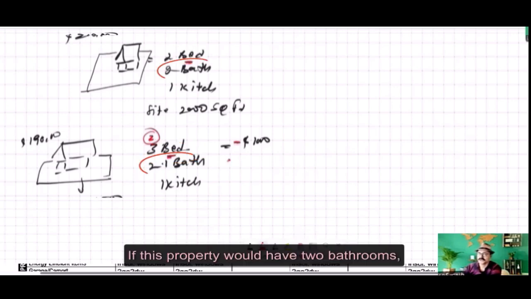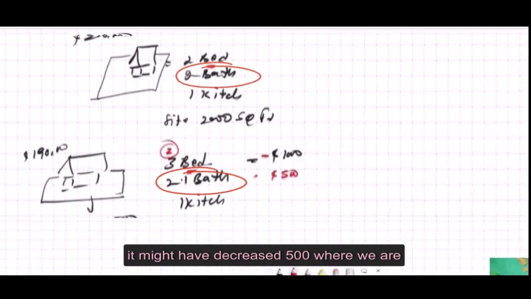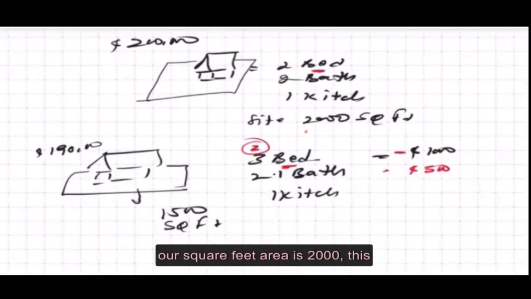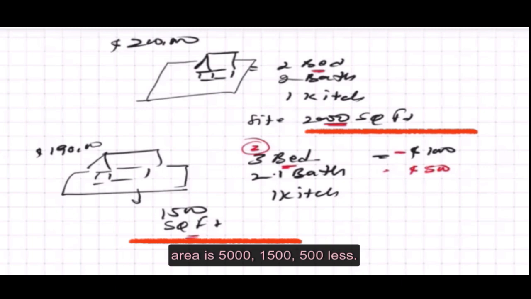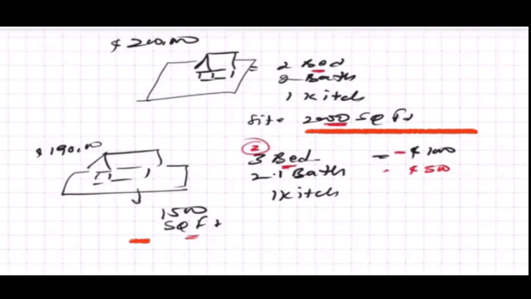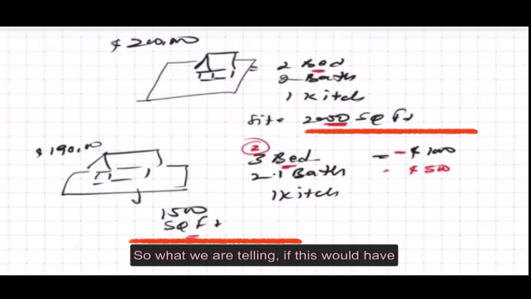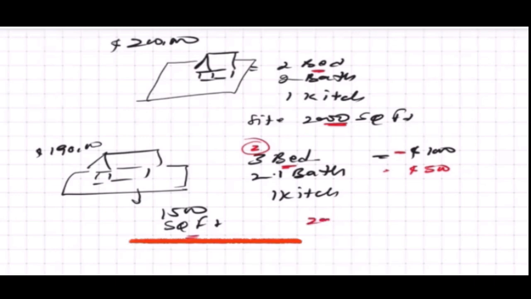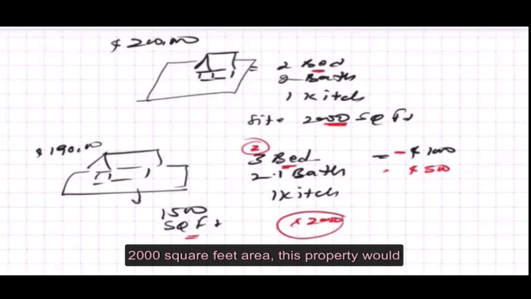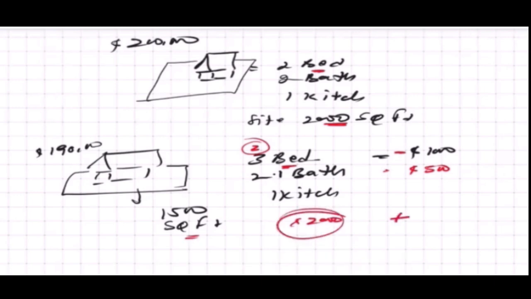If this property would have 2 bathrooms, it might have decreased by 500. We are comparing with our square feet area, which is 2000. This square feet area is 1500, 500 less. So what is the per square feet value? Maybe 1000. So if this property would have 2000 square feet area, the value would have increased by maybe $10,000.